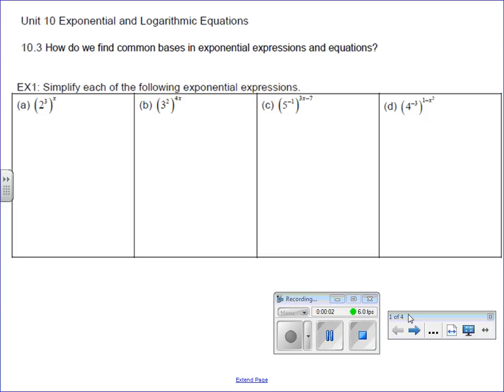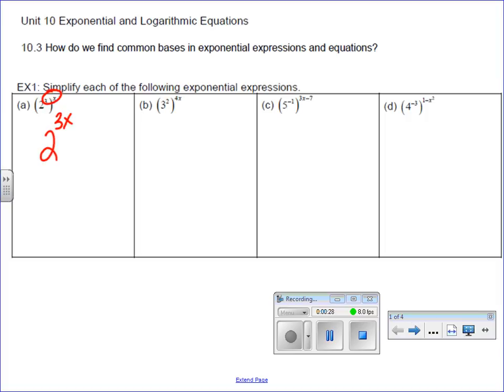Hey guys, this is lesson 10.3, and what we're going to learn is how to find common bases in exponential expressions and equations. So the first thing we're going to do is just practice that thing that we've learned about the power rule. So here's a few examples. We have 2 to the third power to the x power. When I have a power raised to another power, I can simply just multiply them. So this would be 2 to the power of 3x.